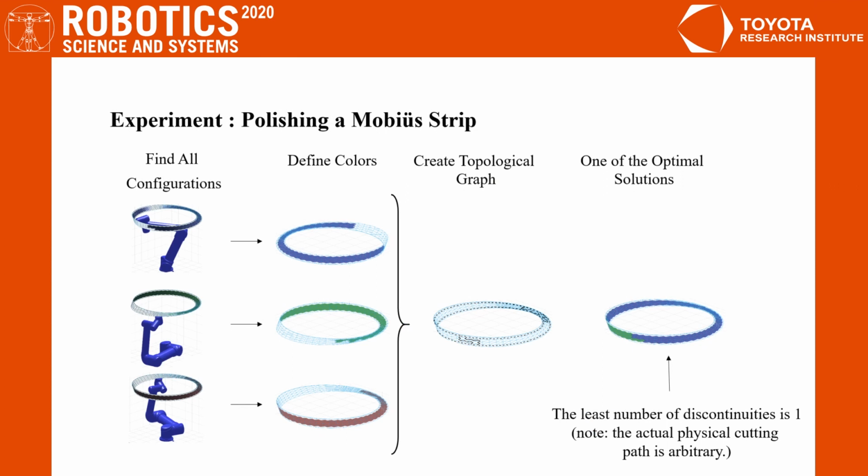The most representative experiment in this paper is covering a Mobius strap, which is a classical non-orientable surface. The least number of discontinuities in fully covering the Mobius strap is 1.